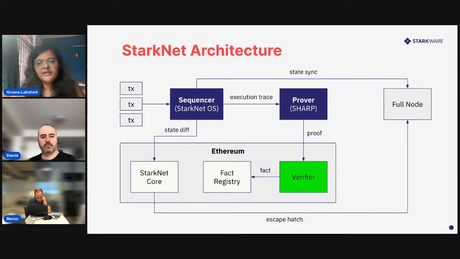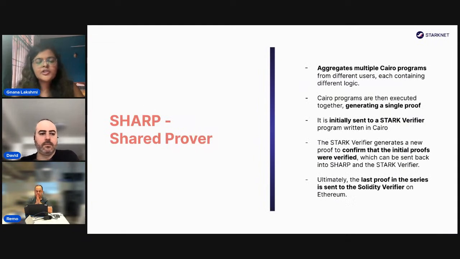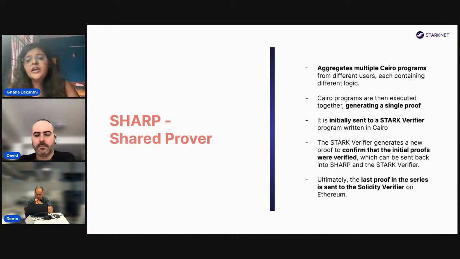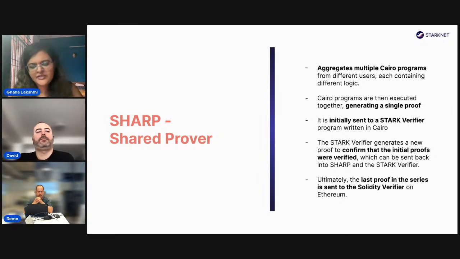I'm not going to go deep into each of these other components today, since we're going to deep dive into the verifier itself. But to understand the verifier, I want to also give a little bit of context about the prover, that is SHARP. SHARP is the shared prover. It is shared between StarkEx and StarkNet. Today we are going to focus on StarkNet, but largely the prover functionality remains the same.